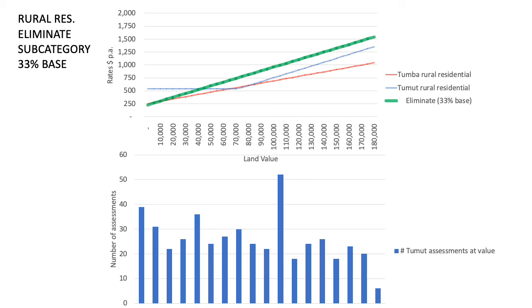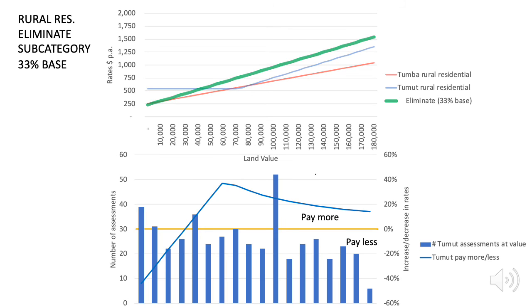The chart I've added at the bottom shows the distribution of rural residential land in the former Shire of different values. You can see there's a fairly even spread of properties valued from right down the bottom end up to about 180 grand. The blue line I've added at the bottom then shows the impact in percentage terms on ratepayers of different land values. And you can see that as the rates go down in Tumut at the lower end of property values with the elimination of the minimum rate, there are considerable savings at the lower end of the property values of up to 40%.